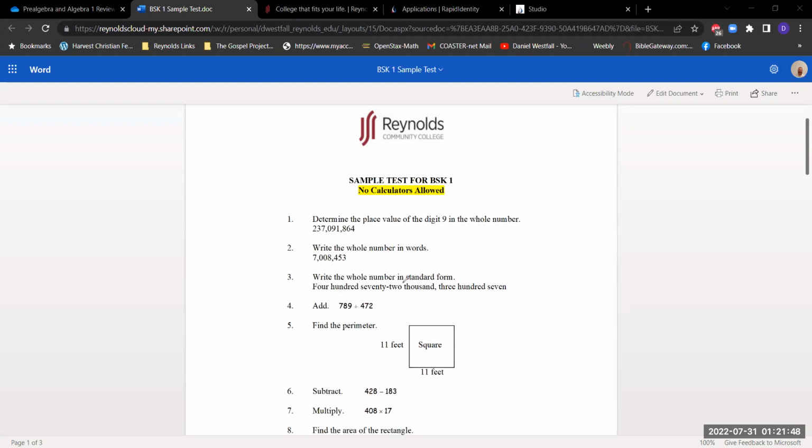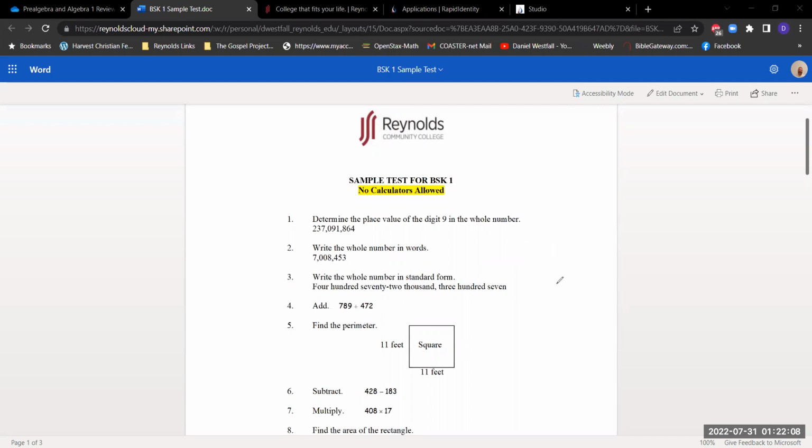Now we're going to take this number that's written out long and we're going to write it in standard form like we saw before, 472,307. There we go.